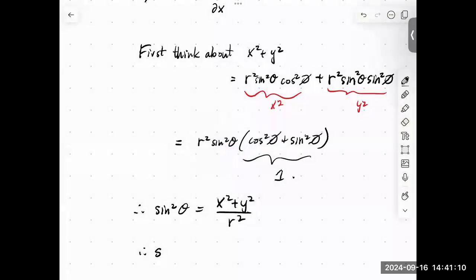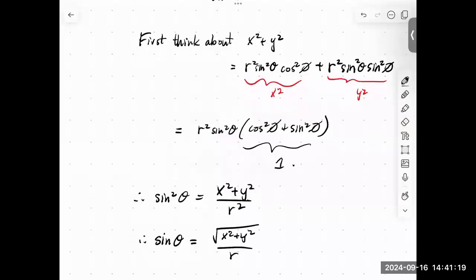So if I take the square root, it's going to be the square root of x squared plus y squared over r.